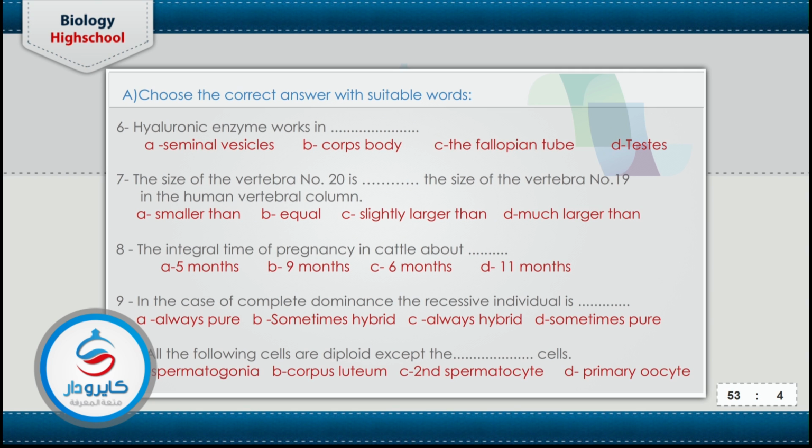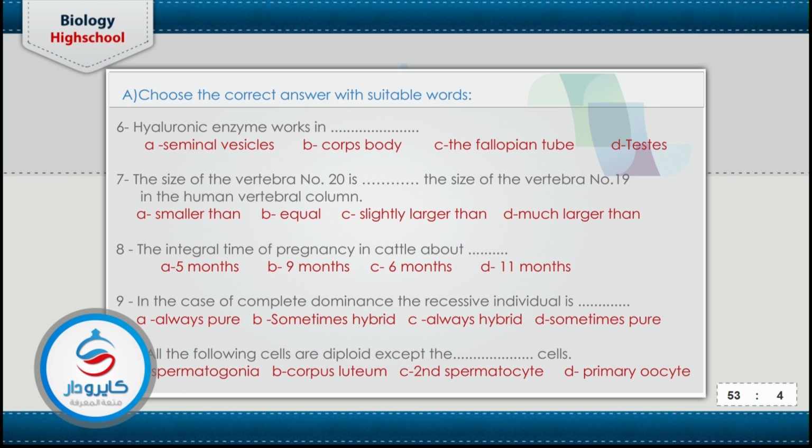Number 10. All the following cells are diploid except the dots cells. The human male body cells are diploid except sperms, spermatids, and secondary spermatocytes, and also all the human female body cells are diploid except the ovum and the secondary oocyte. So the question asks about haploid cells.